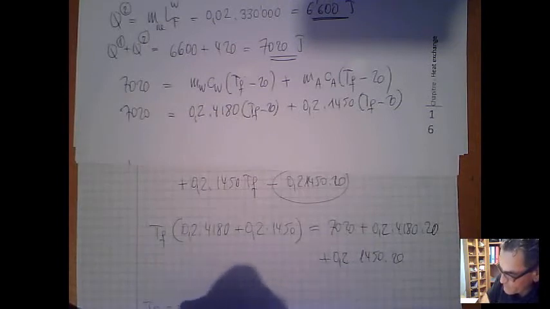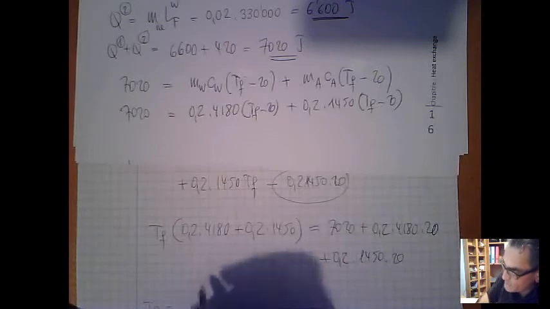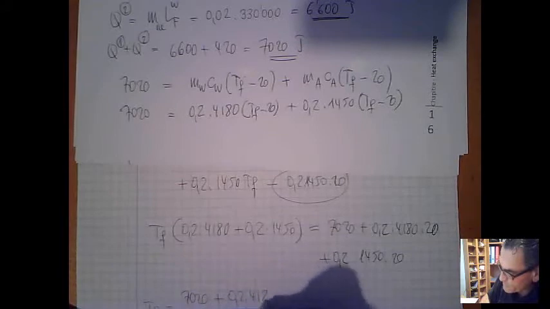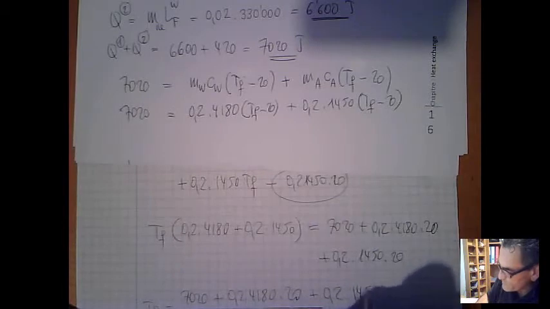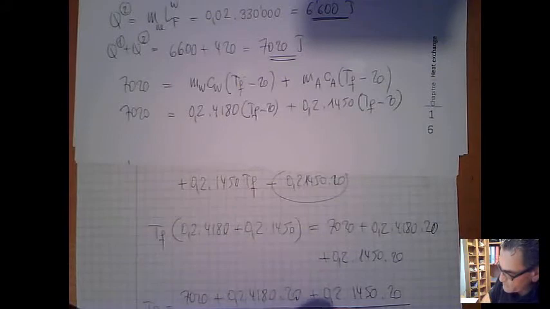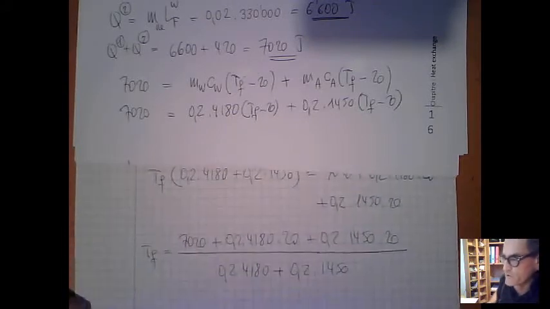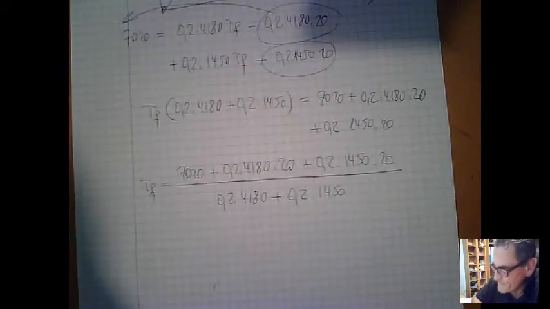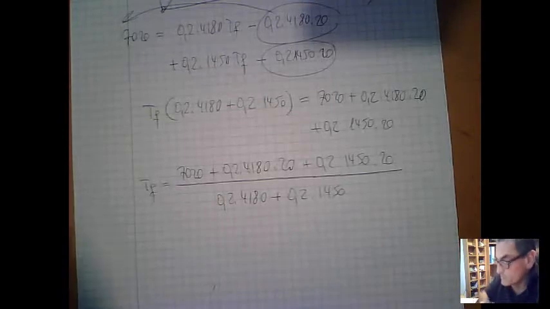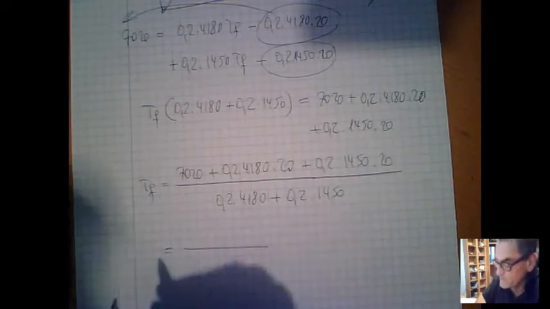So I'm going to write it here. TF is going to be 7,020 plus 0.2 times 4,180 times 20 plus 0.2 times 1,450 times 20, divided by 0.2 times 4,180 plus 0.2 times 1,450. Oh, sorry. Okay. And now we need to compute this guy. So let me compute.